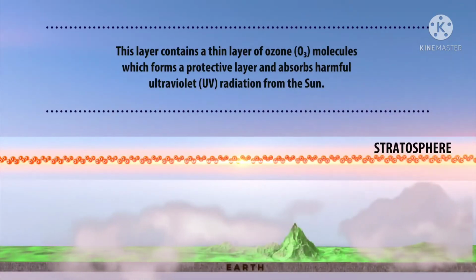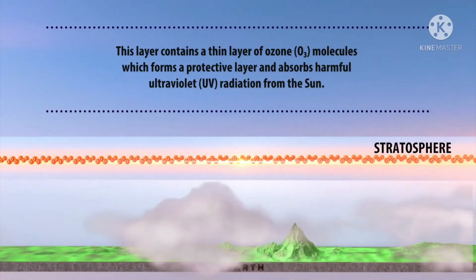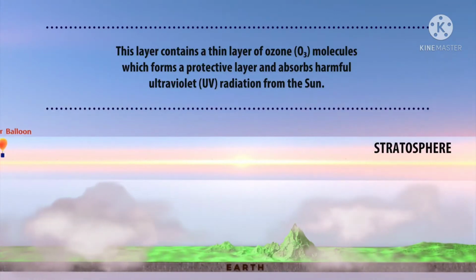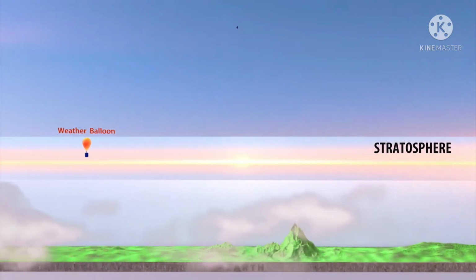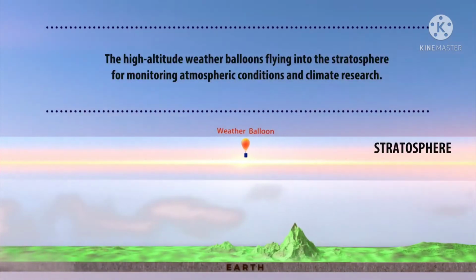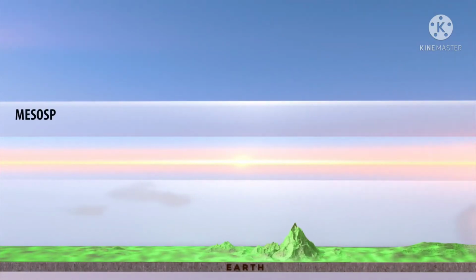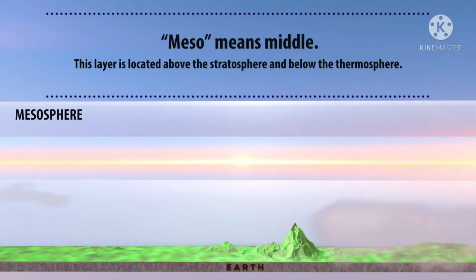This layer contains a thin layer of ozone molecules which form a protective layer and absorb harmful ultraviolet radiation from the sun. High altitude weather balloons fly into the stratosphere for monitoring atmospheric conditions and climate changes. Then move to the next, mesosphere.